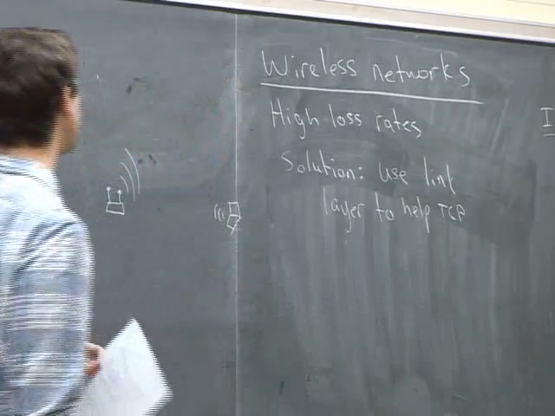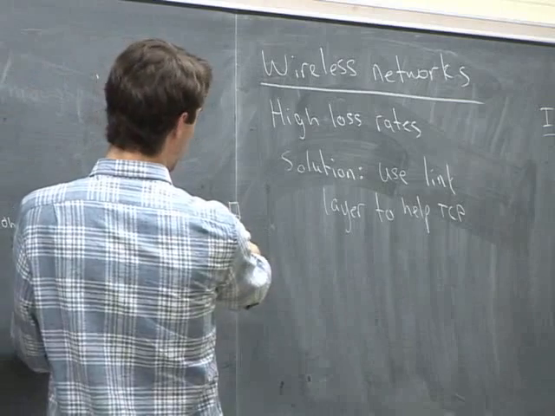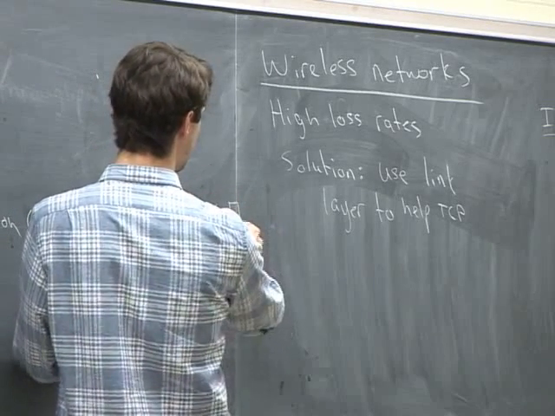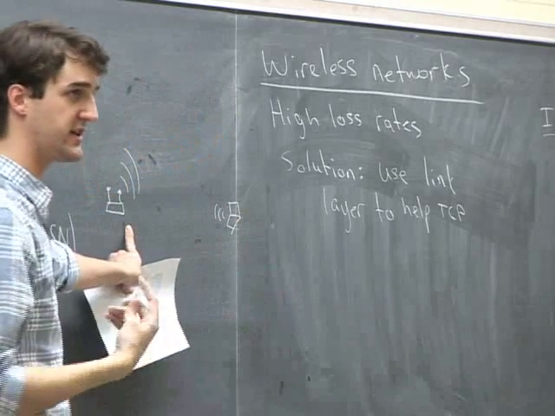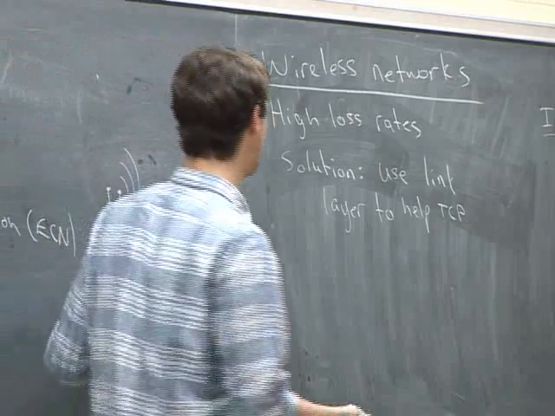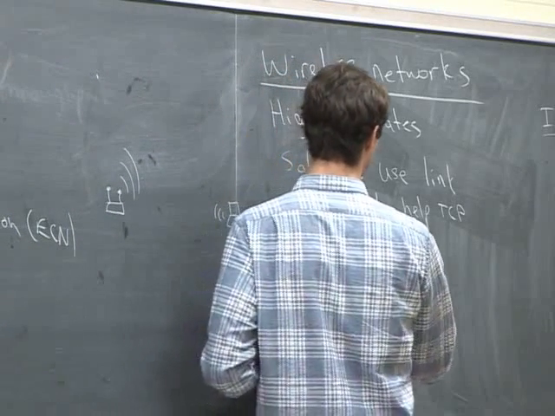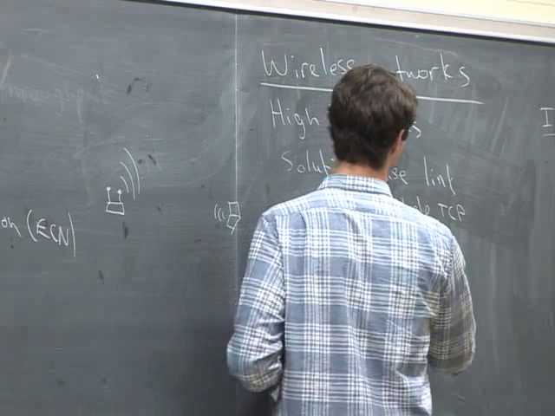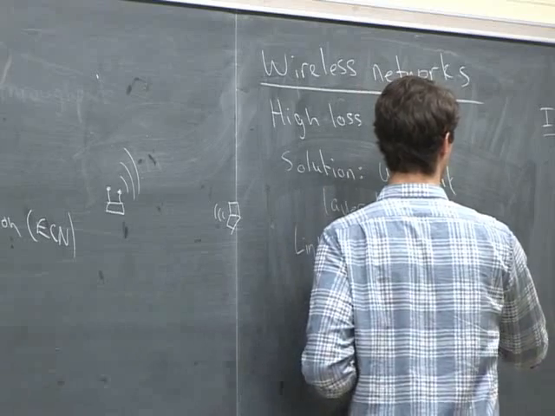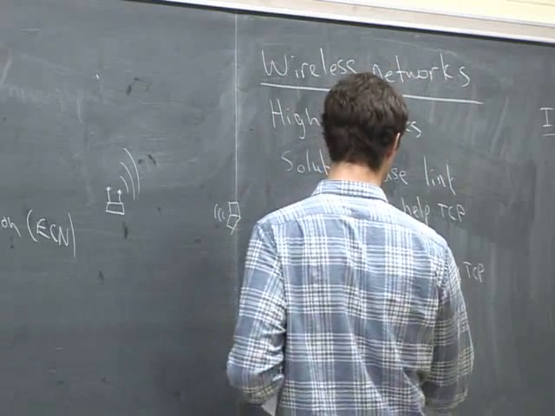There'll be quite a bit of losses here, but the protocol that's responsible for this communication can actually be modified to detect the losses quickly and retransmit if it happens. So the links themselves help TCP by quickly retransmitting lost segments.